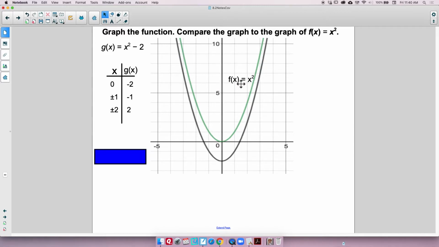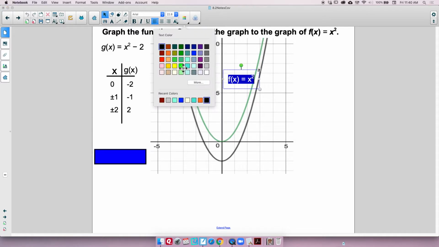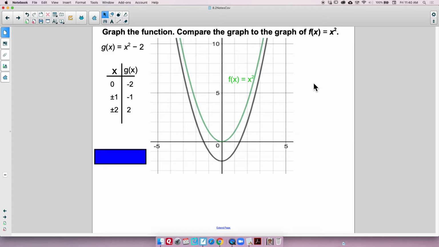I should really make this green, shouldn't I? Let's see if I can do that. All right, let's make that green. There we go. Okay, so what would you say? That it's vertically translated down 2 units. Vertical meaning up and down, and it's down 2 units.